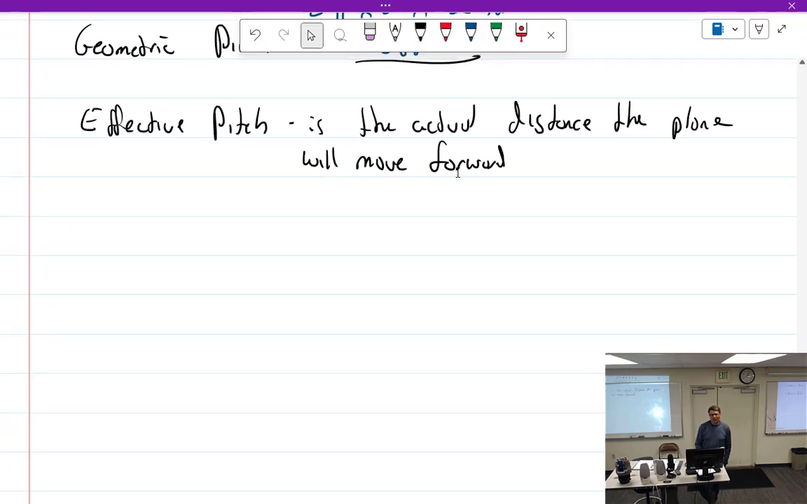So you get a very low effective pitch. And so that is geometric pitch minus effective pitch equals slip.